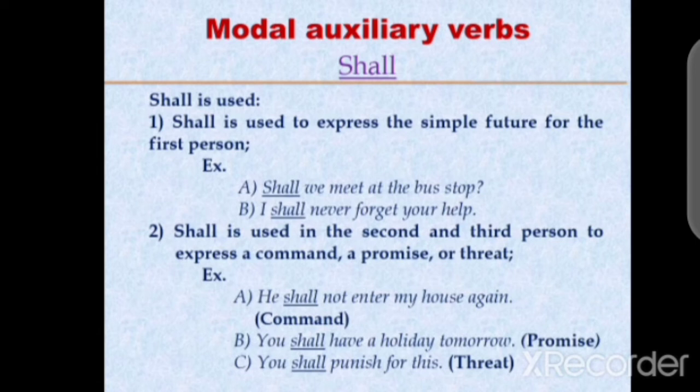Next rule, shall is used in the second and third person to express a command, a promise, or a threat. For example, he shall not enter my house again. So, it is used in the sense of command. You shall have a holiday tomorrow. So, it is used in the sense of promise. Next example, you shall be punished for this. So, it is used in the sense of threat.